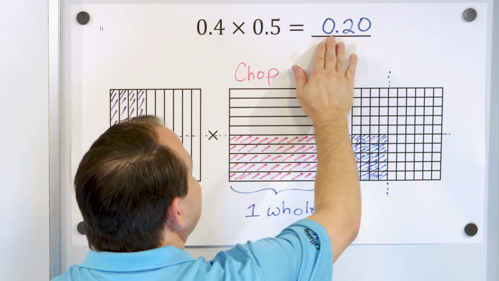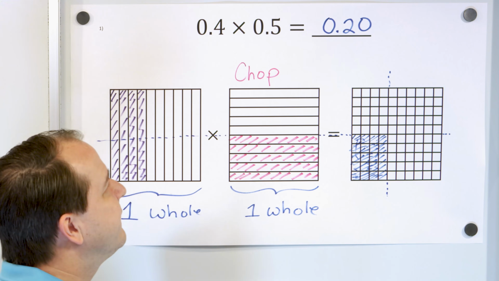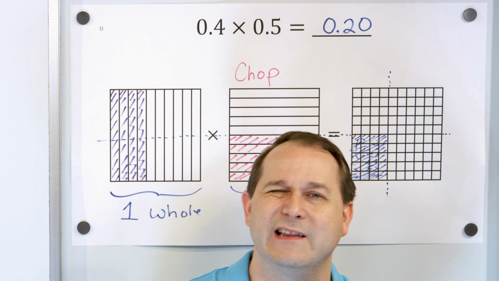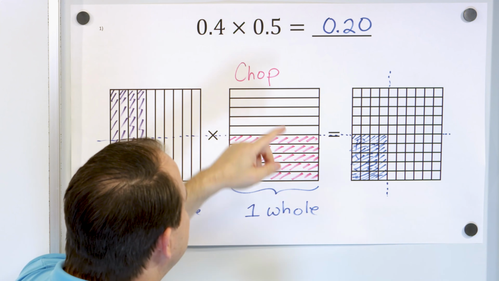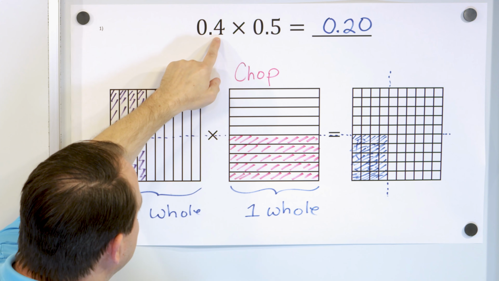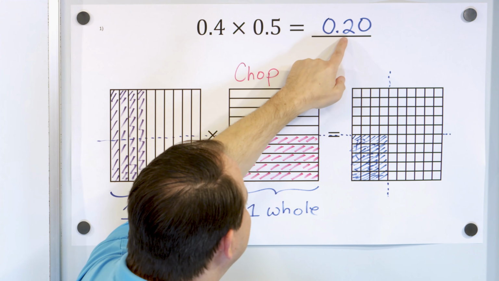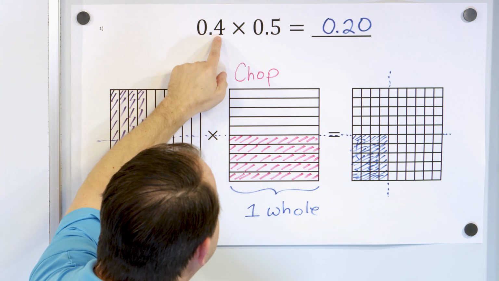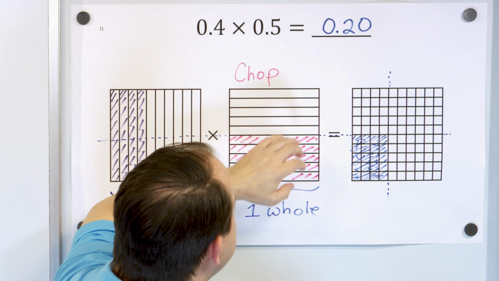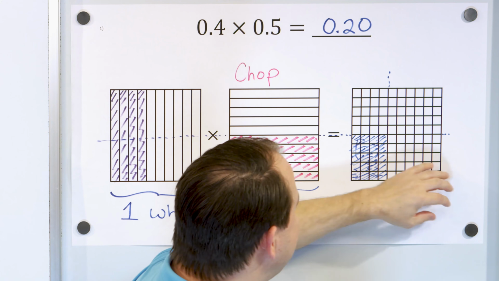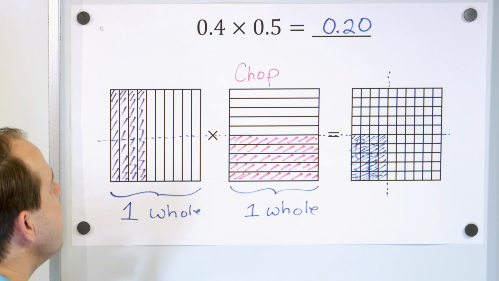Now, getting the answer in 0.2 is something I'm going to show you how to do later, but you can kind of think about it. It makes sense, because if you start with 0.4 and you cut it in half, it makes sense that the answer should be 0.2, because half of 4 is 2, right? That's what makes sense. We're going to learn how to do it by hand in a minute.